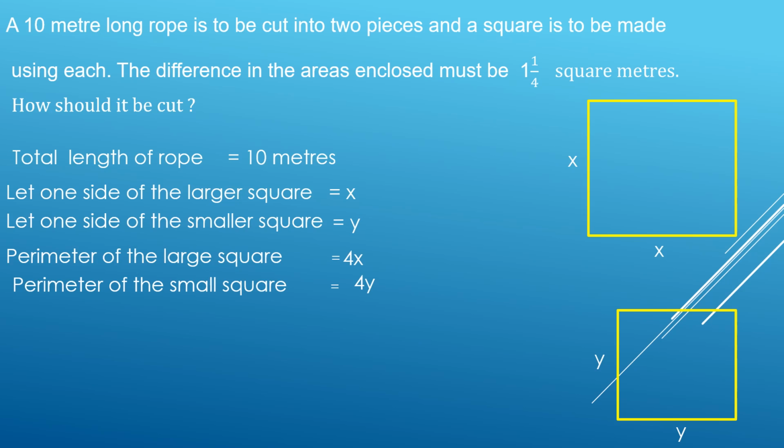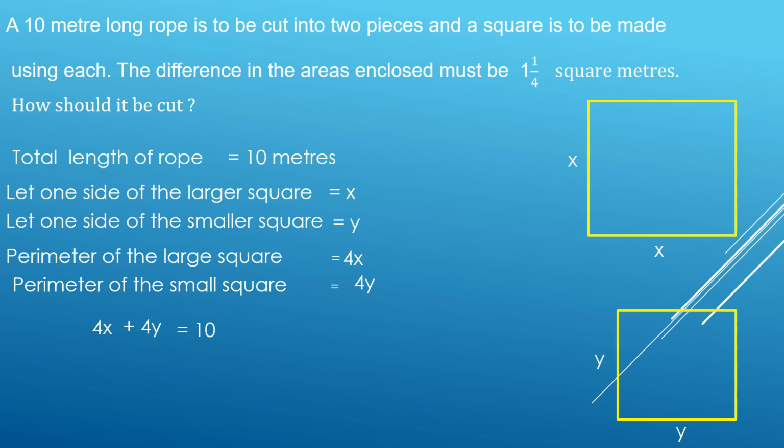So what is this 10 then? We made these two squares by cutting this 10-meter long rope. So what will this 10 be? That will be the sum of these two perimeters, isn't it? So 4x plus 4y gives 10. Correct.